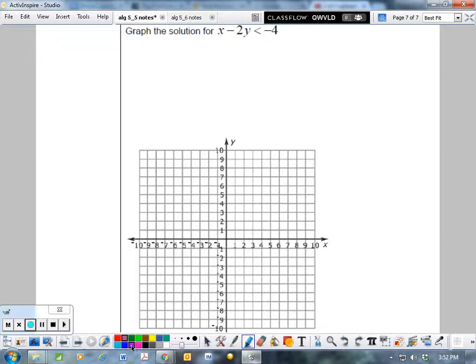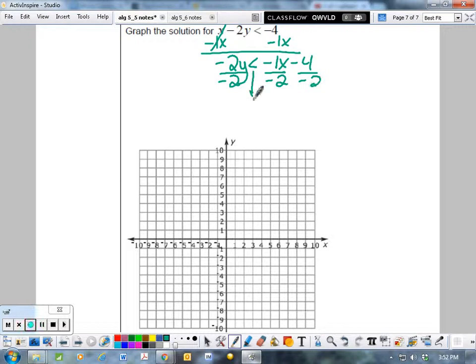Okay, so in our next one, I'm going to move my x to the other side. So I'm going to minus 1x on both sides. So now I have -2y is less than -1x minus 4. I divide everything by -2. Since I'm dividing by negative, this symbol has to flip around. The 2's cancel, the negatives cancel, and I get y is greater than 1/2 x plus 2. So when I graph, I'm going to start at that 2 on the y-axis, and then I'm going to go up 1, right 2.